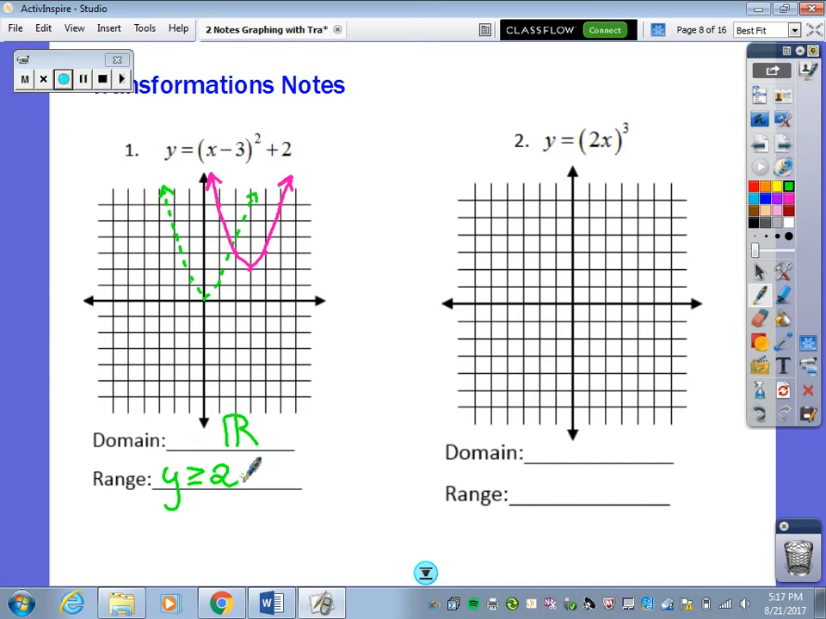So the next one, we can see here, our original function looks something like this. Now, what we're going to be doing is multiplying all of our x's by 1 over c, which is, in this case, our c is 2. So we're going to be multiplying all of our x's by 1/2.